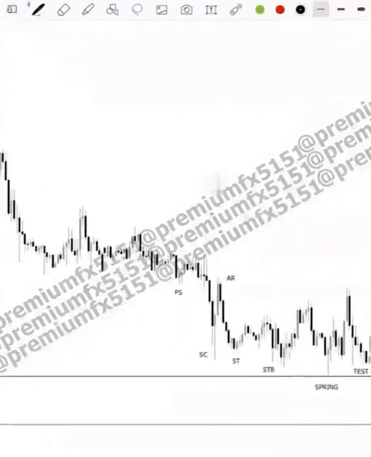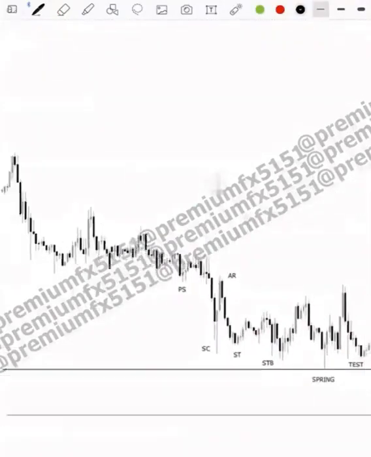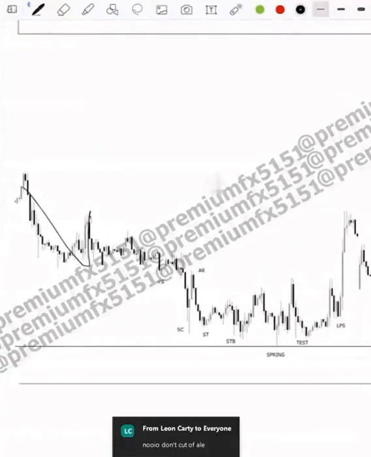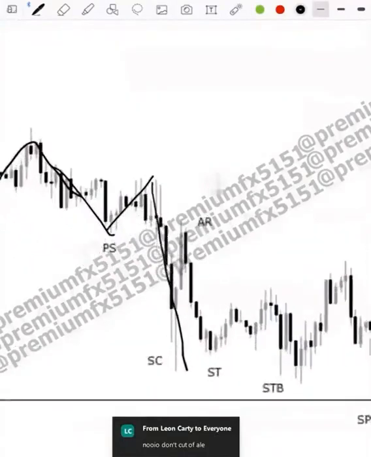But yeah, what are we seeing here? Okay, so we're seeing our impulse, shallow retracement, because it's in a trending market. We have our preliminary supply, very shallow retracement. Then we have our selling climax. So that's a strong impulse.